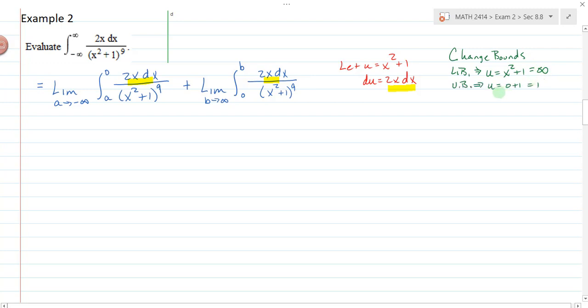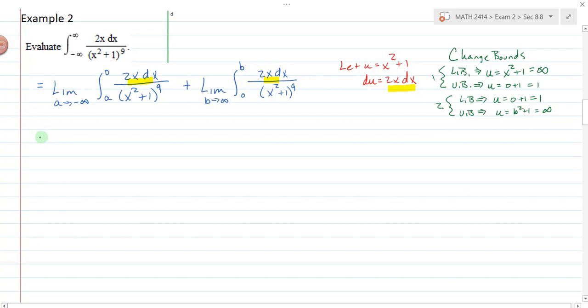And when we go to find our upper bound, we're going to plug in a 0 in place of x, and that's going to give us our upper bound of 1. This is for the first integral. For the second integral, since I'm using the same substitution, my lower bound is going to be 0 plus 1, and then my upper bound is going to be what? It's still going to be a positive infinity.